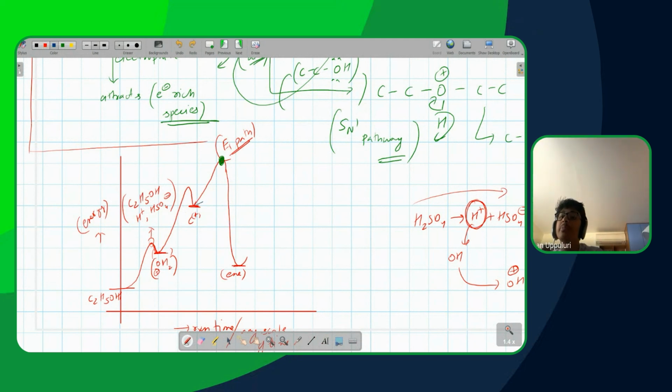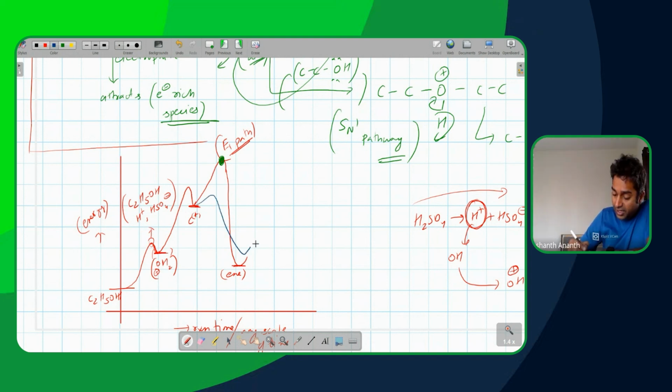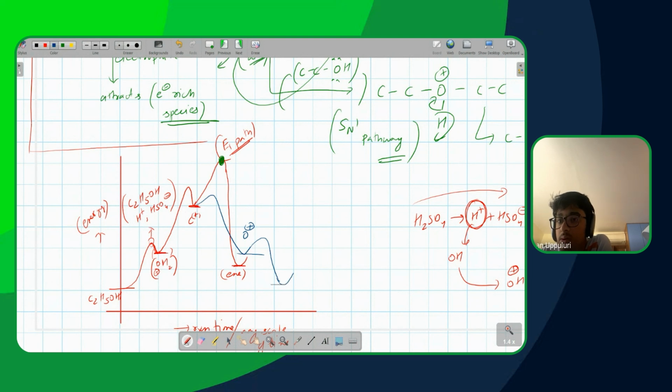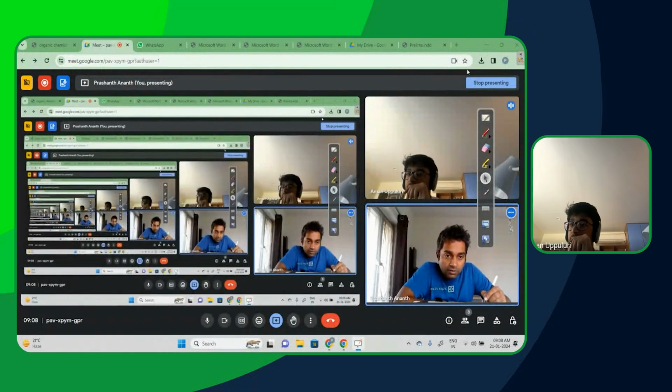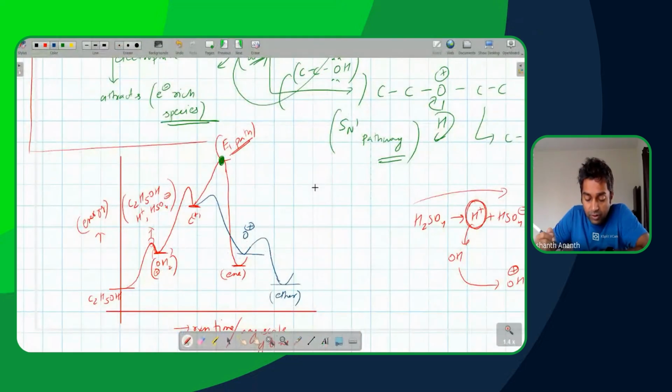Sir, but will it be more stable than the alkene? The ether? You think for a second and you tell me. The first stage will get the O plus. Then the O plus will effectively end up becoming an ether, correct? What is there in the ether? Only sigma bonds. So where will it be harder to break?